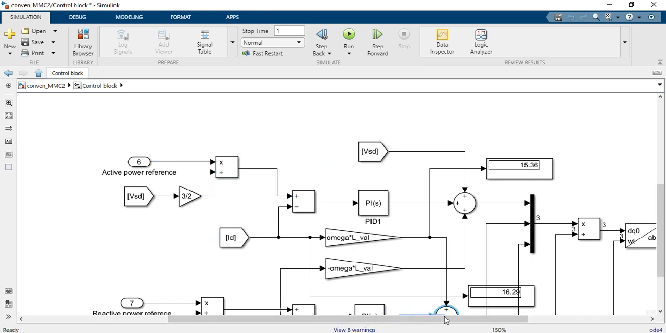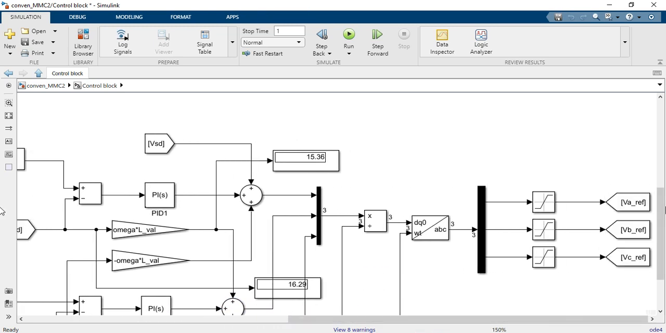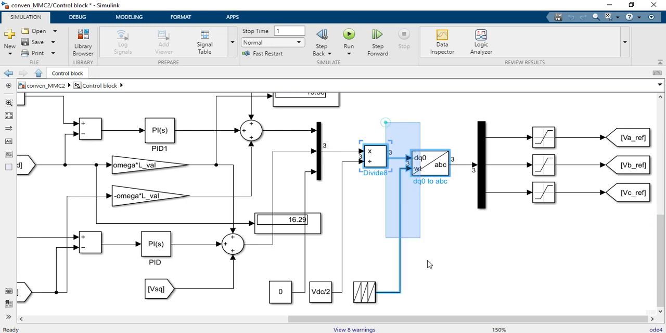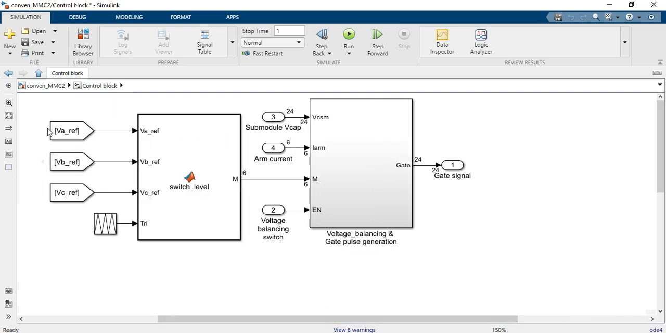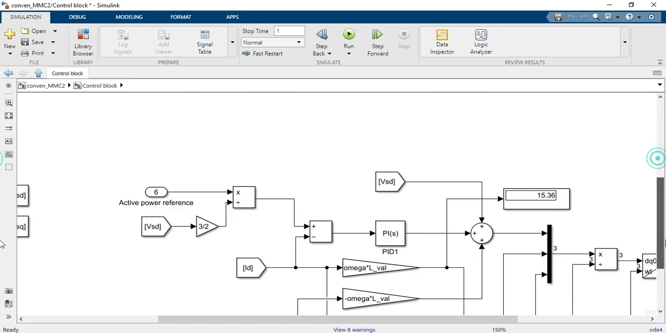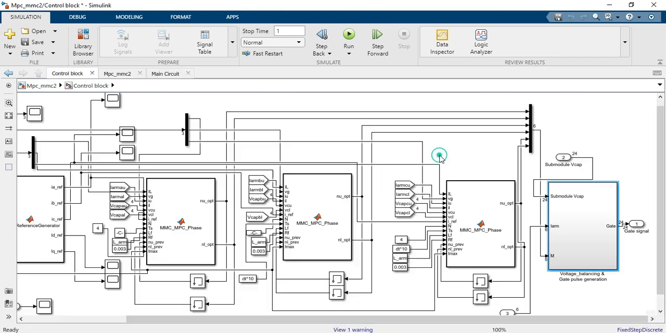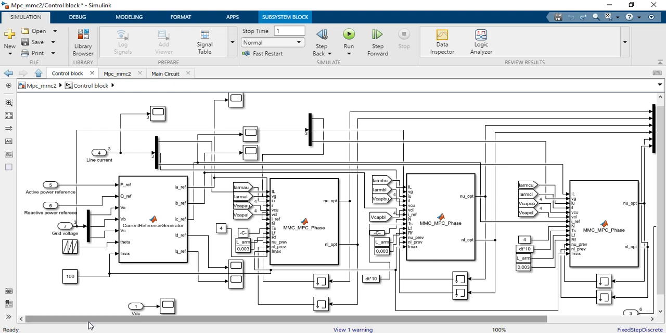So reference minus measured goes into the PID. It gives you the required D and Q components. You again convert them using the DQ to ABC conversion. Then you generate the reference voltages. Then you have a PWM, and then you have a voltage balancing algorithm for each submodule. So this is the conventional model, and this one is the MPC model. So that is the difference between both, right?